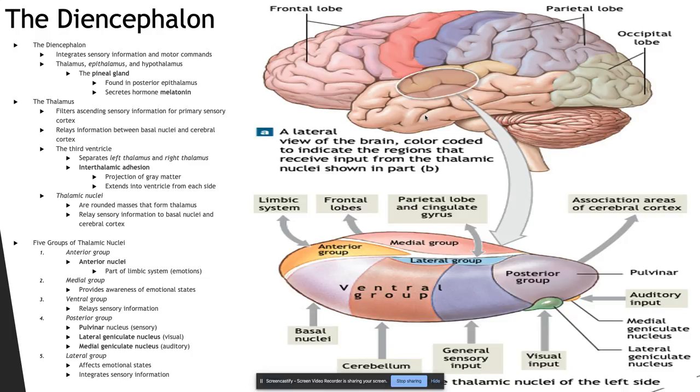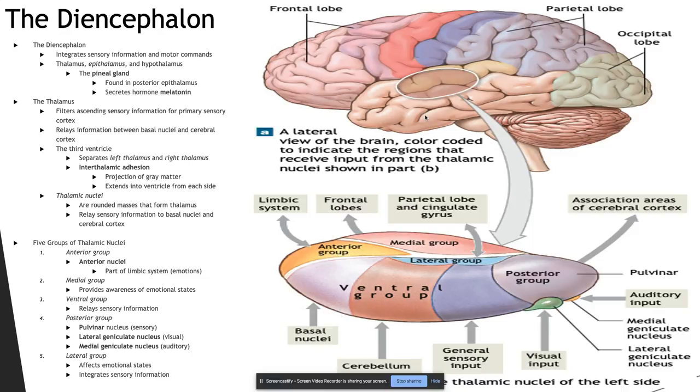So, some of the functions of the thalamic nuclei. The thalamic nuclei deal primarily with the relay of sensory information to the basal nuclei, the parts of the cerebrum we'll discuss here shortly, and the cerebral cortex. The five major groups of the thalamic nuclei are the anterior, the medial, the ventral, the posterior, and the lateral groups. The anterior group includes the anterior nuclei, which are part of the limbic system, and this system is involved with emotion and motivation.